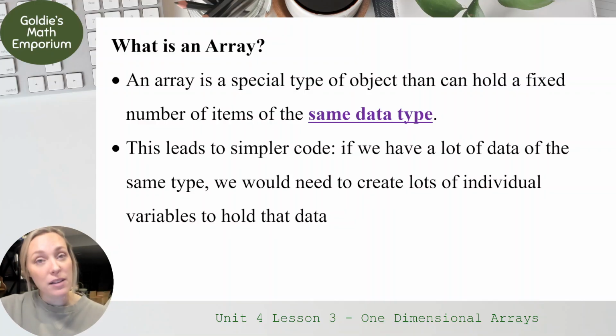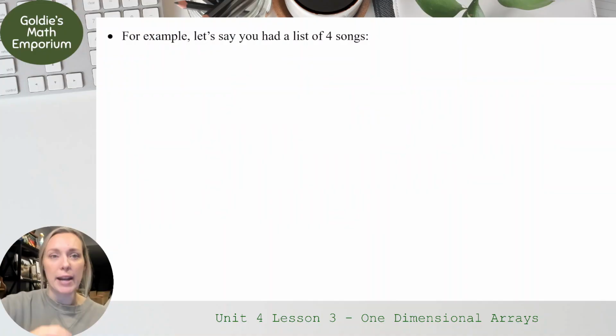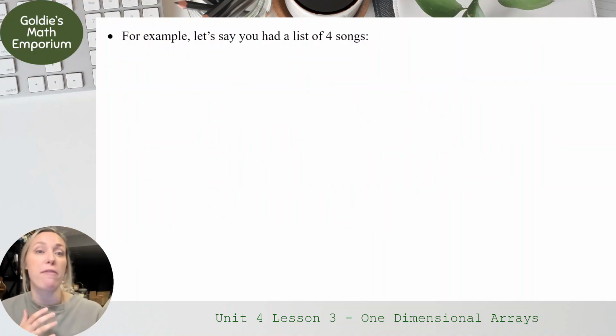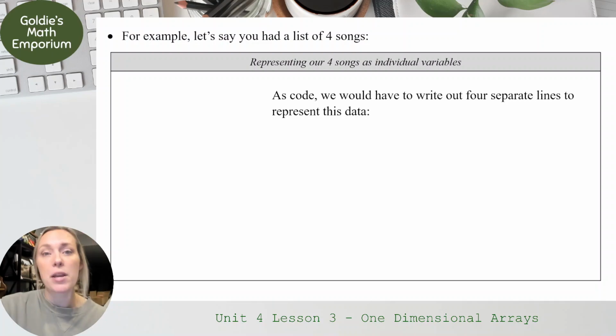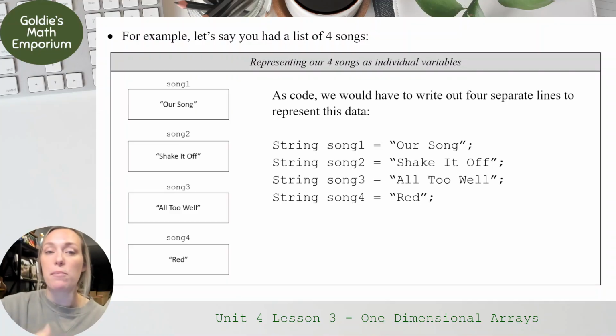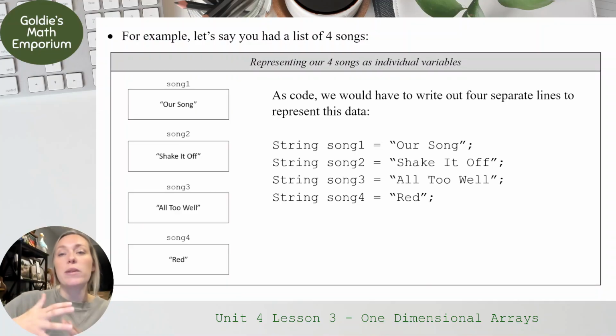If we have a lot of data of the same type, we would need to create lots of individual variables to hold that data, because so far that's the only way we've been able to work with data in our program is through variables. Okay, so let's say, for example, you had 4 songs, a list of 4 songs that you want to use in your program. So we could represent our 4 songs as individual variables. In our code, we would have to write out 4 separate lines to represent this data. So here's what that might look like.